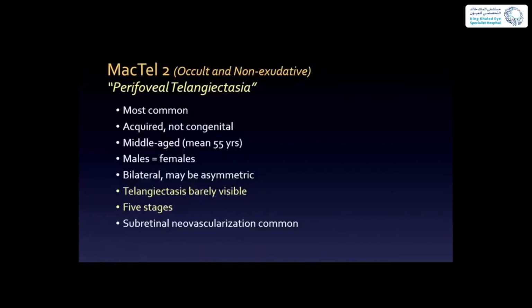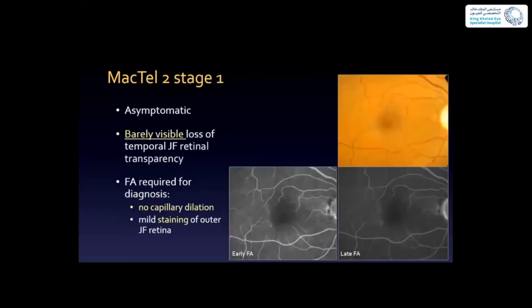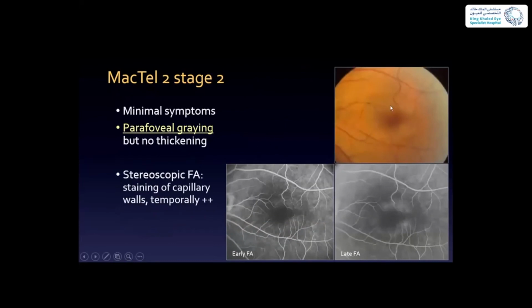What is MACTEL2? It's also called perifoveal telangiectasia. It's the most common form of parafoveal telangiectasia, that is. It is acquired, not congenital, and affects people around the age of 50, males just as females, and it's bilateral but could be asymmetric, and the telangiectasia is hardly visible, and it goes through 5 stages. In the first stage, you can hardly see anything, but in the fluorescein, you will see some faint staining of the parafoveal edge.